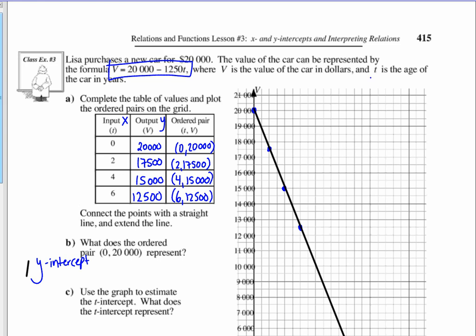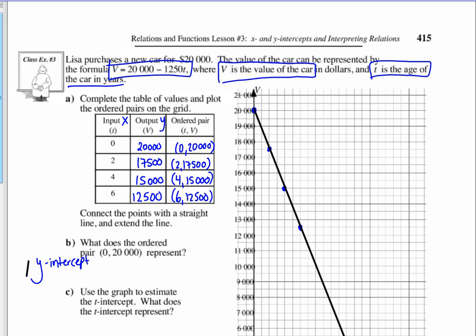The age of the car. It says t is the age of the car in years. What's the y stand for? The value of the car. Yeah. What's your question, Bhakti?